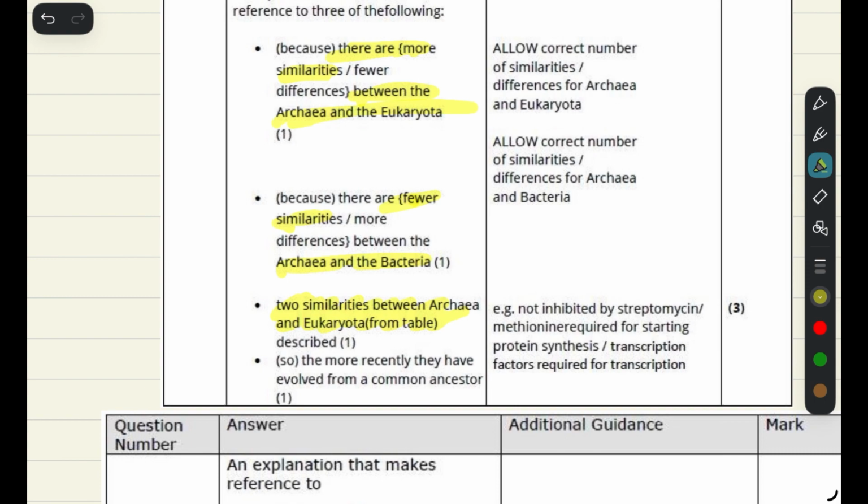And then again, you're linking it back to this idea about the study of evolutionary links. You're saying that they must have evolved from a more recent common ancestor. That's how you get the marks there.